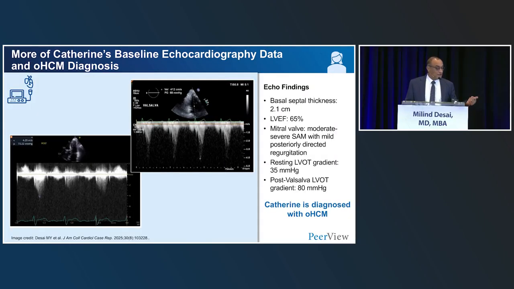Basal septal hypertrophy, SAM, posteriorly directed jet of MR. Gradients at rest and with Valsalva, basically there is significant LV outflow tract obstruction. This patient has gradients in the severely obstructive category, right? 2.1 centimeter basal wall thickness, 65% EF, SAM, all the happy stuff. So the patient is diagnosed with obstructive HCM.